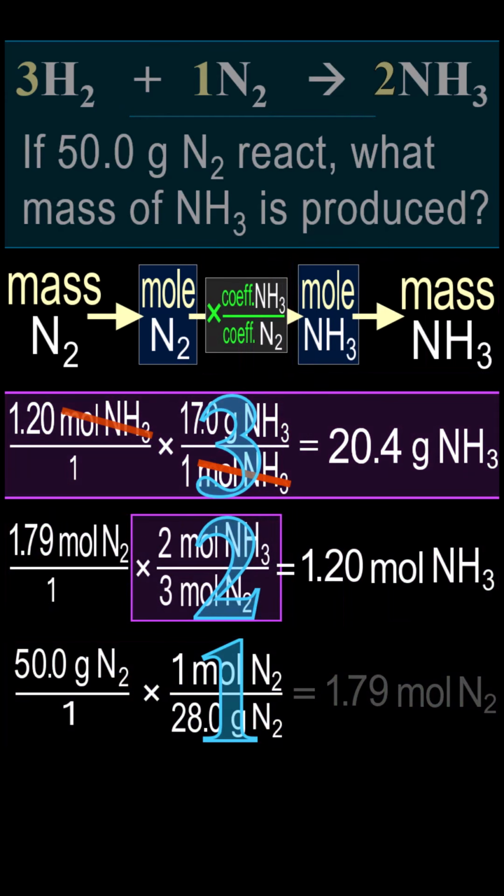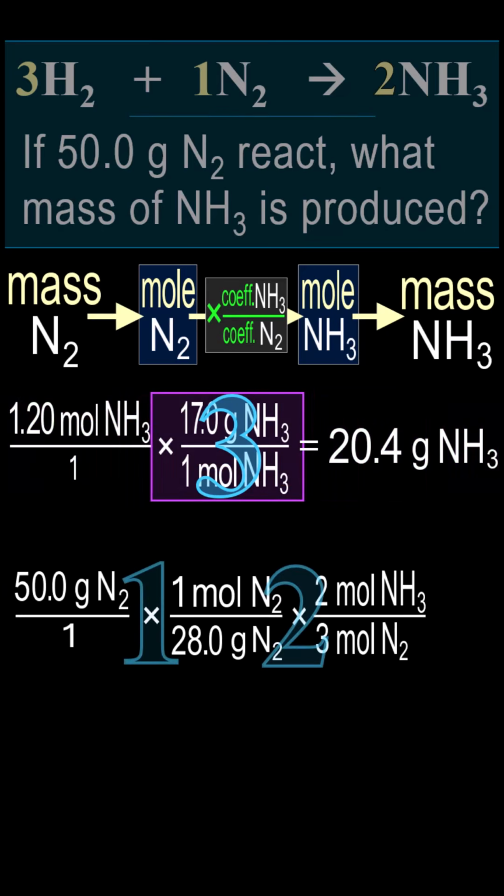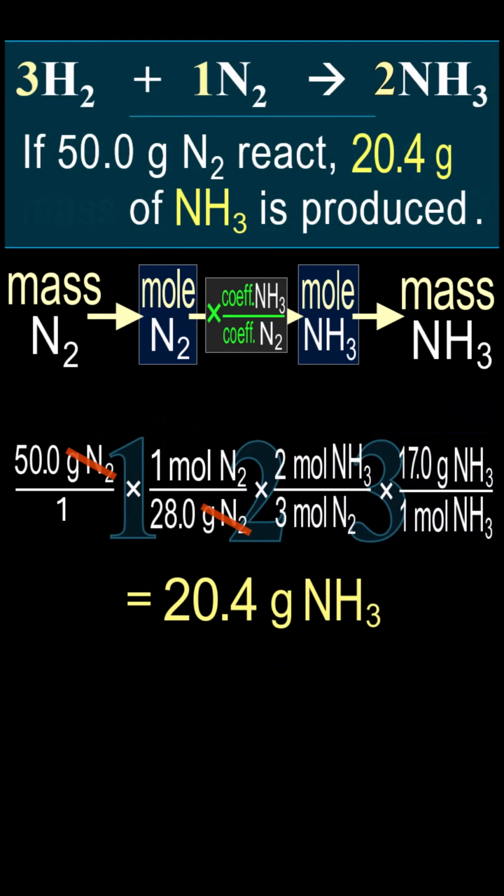These calculations can more efficiently be put into a chain, and if the units all cancel correctly, leaving the wanted unit, then you have set it up correctly.